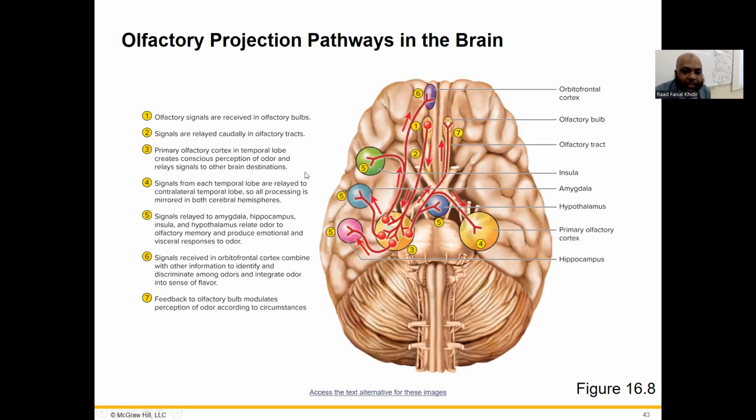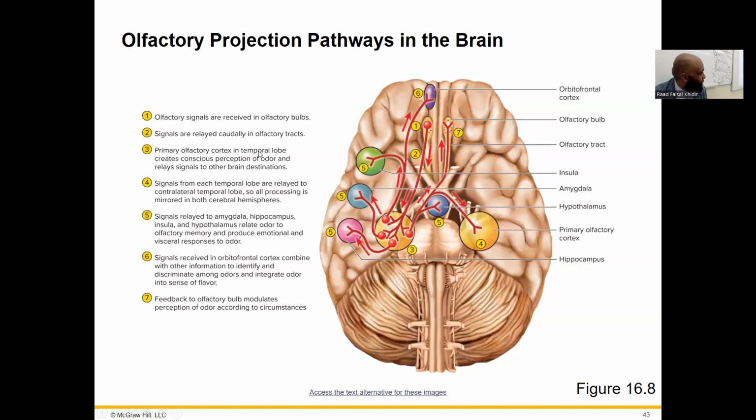So if we examine this process here, how does the olfactory projection pathway operate in the brain? The first step: the olfactory signal is detected by the olfactory receptors in the cribriform plate. The olfactory signals are received in the olfactory bulbs, and then the signals are relayed caudally in the olfactory tracts. So that's the second step. The olfactory projection tracts carry the olfactory signals to the primary olfactory cortex, which is found in the temporal lobe.